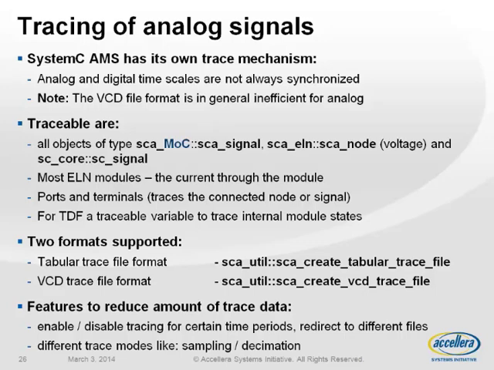With this SystemC AMS tracing mechanism we can trace all signals, all nodes, also nodes in the ELN domain, representing the voltage of this node, and also all classical SystemC signals. And we can trace also electrical linear network elements. If you trace an electrical linear network element, then we mean the current which is flowing through these elements. And then, of course, we can trace ports and terminals, which means the connected signals or nodes. And for internal states, we have a special trace variable which makes these internal states accessible.